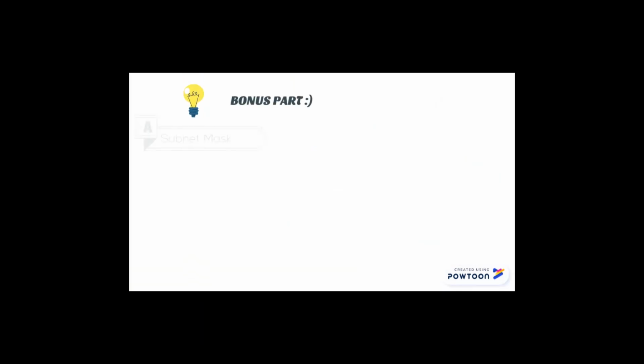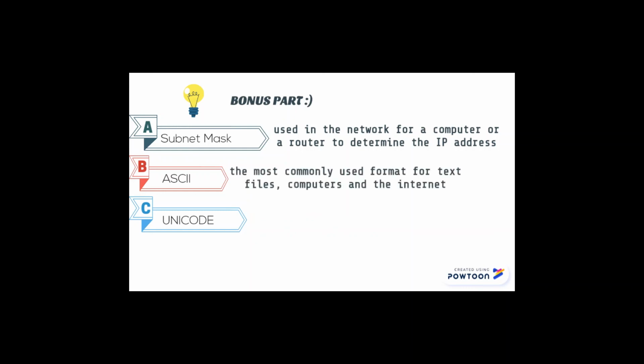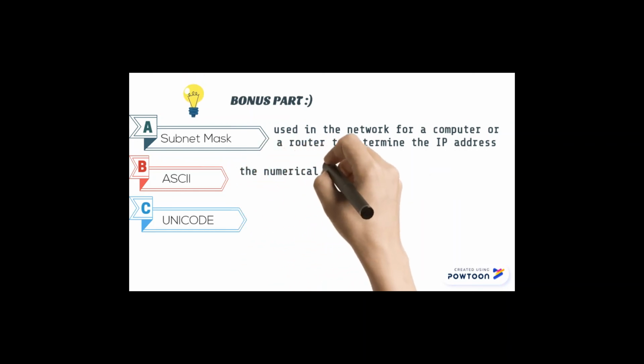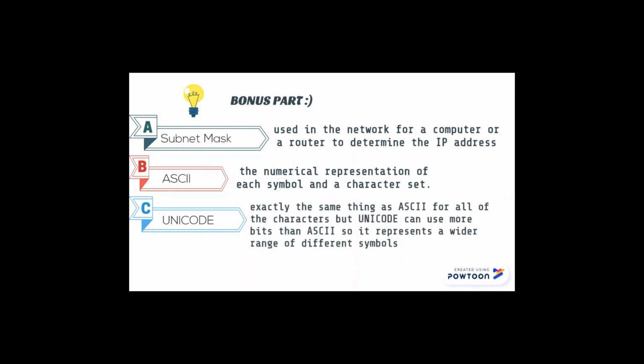We are looking into subnet mask, ASCII, and Unicode in this part. The subnet mask is used in the network for a computer or router to determine the IP address. Each IP address is unique and each computer must have a unique IP address. One way of network communication is by ASCII, which is the most commonly used format for text files, computers, and the internet. Computers themselves only understand numbers, and ASCII is the numerical representation of a symbol and a character set. Each symbol is represented by an integer, or more specifically, a 7-bit binary number. Unicode is exactly the same thing as ASCII for all the characters, but Unicode can use more bits than ASCII, so it represents a wider range of different symbols.